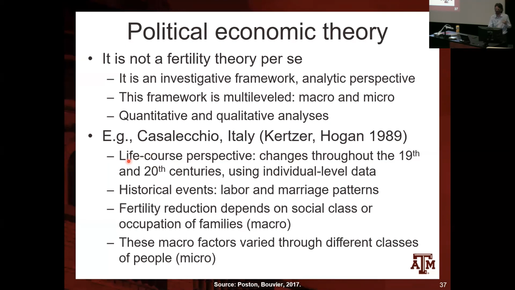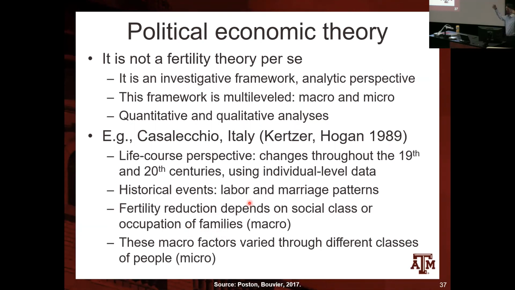In this case, they had data, kind of longitudinal data that we talked about before in our course, in which the same people are being followed over time and you collect data about them. And they were able to analyze historical events, to see changes in labor and marriage patterns. And they looked at both macro and micro changes in fertility. And they realized that fertility reduction depends on social class or occupational families.